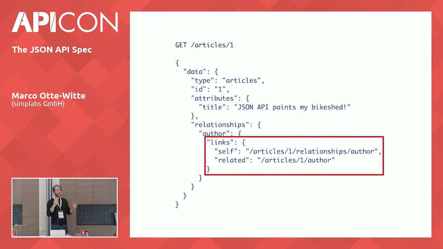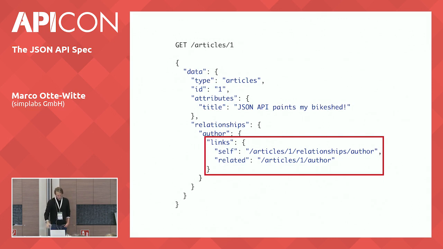And of course, you can also combine both ways of handling relationships. So next to that links object, you could have a data object with the identifier objects for the relations, and of course you could also have included resources. So basically, you can combine all three things together. So that is reading resources.